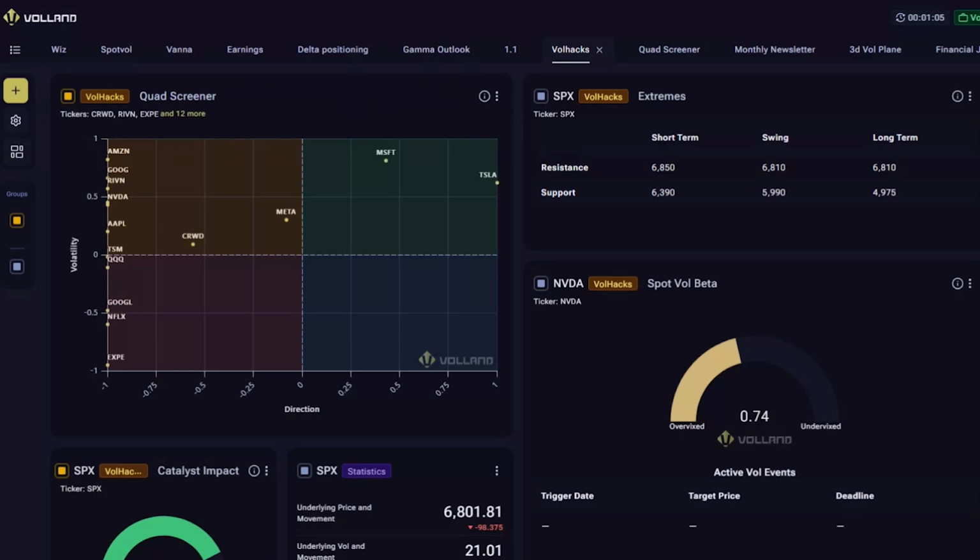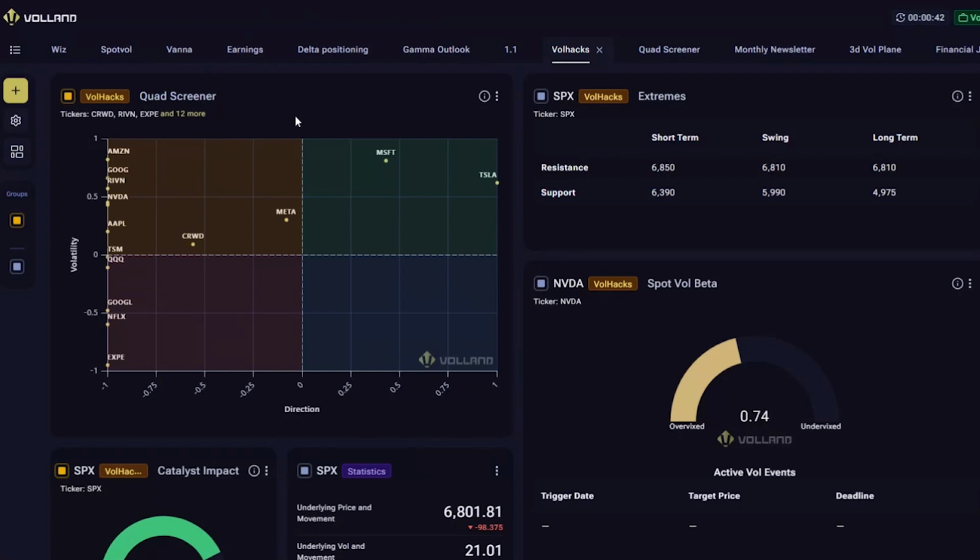In this video, I walk through the new VolHacks widgets. These widgets are a simplification of Volland data, but are not a substitute for Volland data. These widgets are designed to introduce Volland data and flatten the learning curve. They also provide some useful summations of Volland data for all subs.